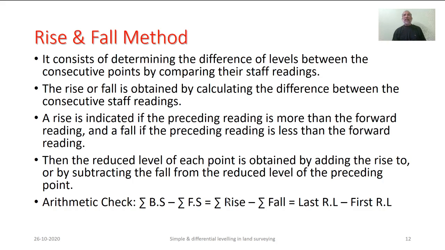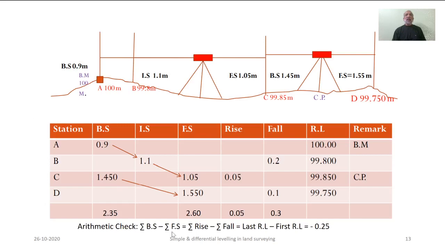In the rise and fall method, we will be involving one more check, which is nothing but rise minus fall. So here, summation of rise minus summation of falls should tally with the last RL minus first RL as well as summation of backsight minus summation of foresight. Here, again, we will take the same problem in order to bring clarity to the concepts.